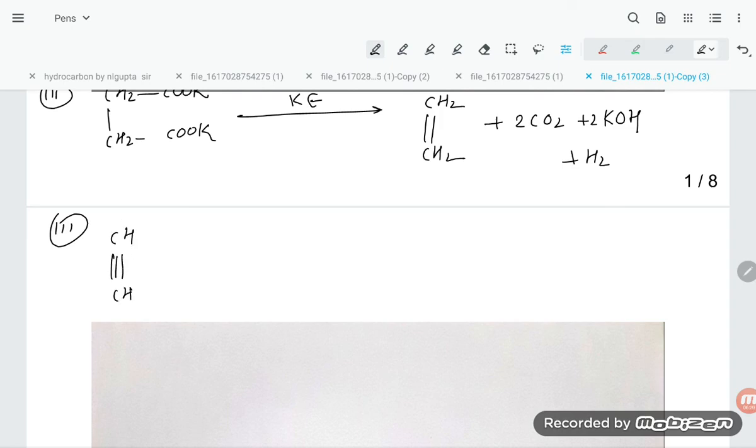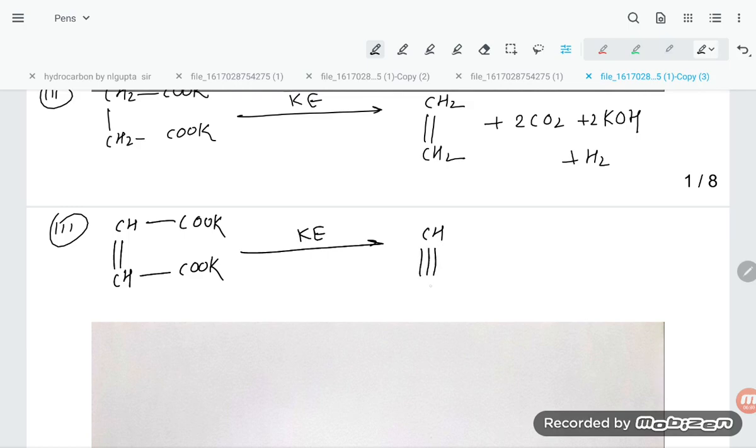Third case, what are the possibilities? CH triple bond CH, triple bond not, it is double bond. Here is CH double bond CH. Here is COOK, here is also COOK. And if you are doing Kolbe electrolysis, it will form CH triple bond CH plus 2 mole of CO2 plus 2 mole of KOH plus hydrogen gas will be released as usual.